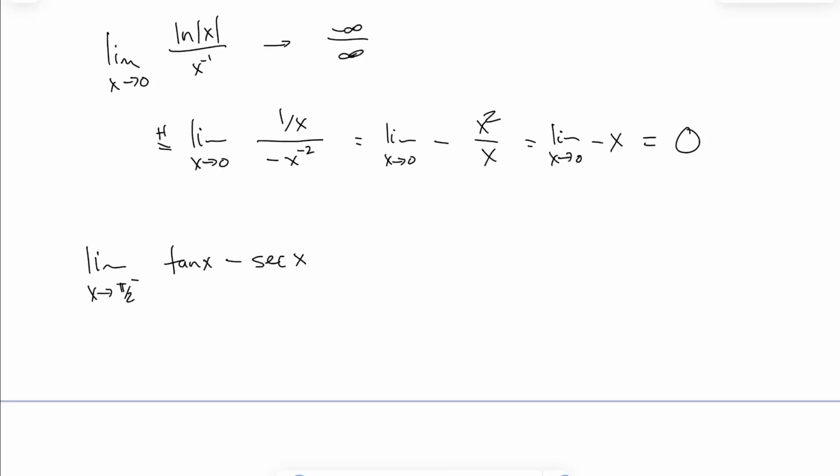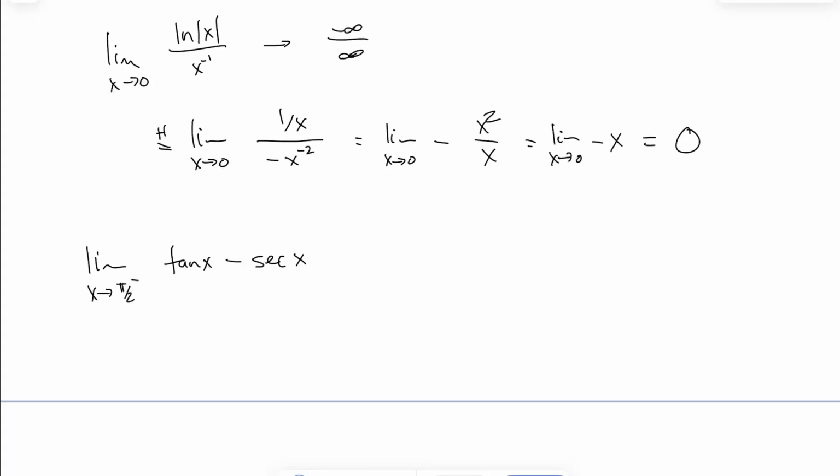All right, tan x minus secant x. This is the limit as x goes to pi over 2 from the left. That's what that stray little thing there is, a little minus sign here. The limit from the left as x approaches pi over 2 of tan x minus secant x. All right. This one is weird.